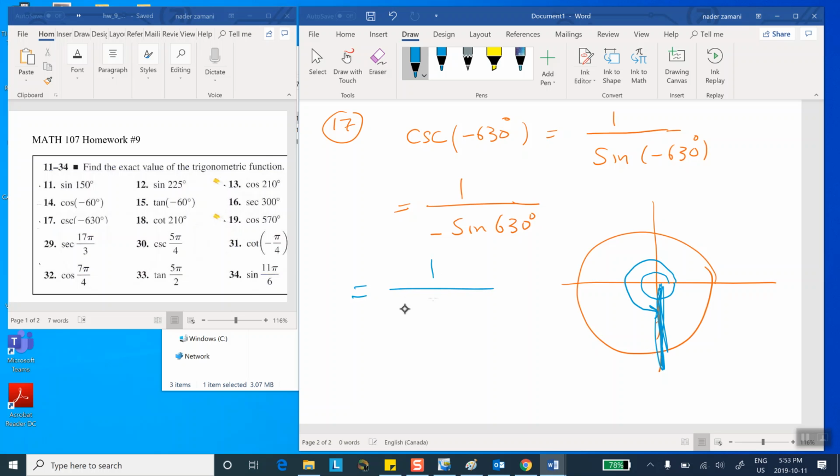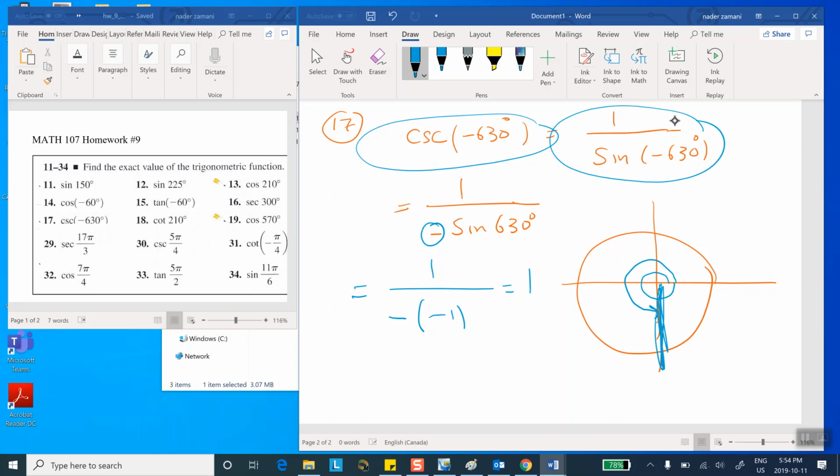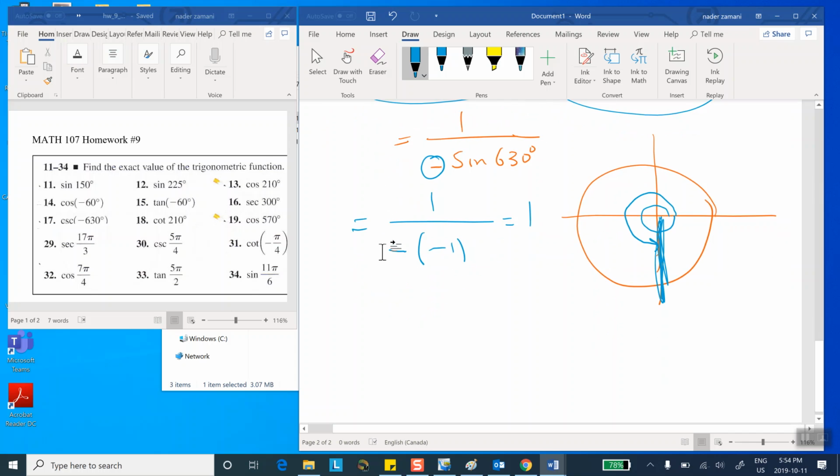So it's going to be 1 over minus, there's already a minus here, you put it there. And sine of 270 is minus 1. So the whole thing comes out to be 1. Check it out with your calculator, please. Now remember, your calculator, at least on the keyboard, does not have cosecant or secant. So you really have to write it in this way if you're going to check it out.